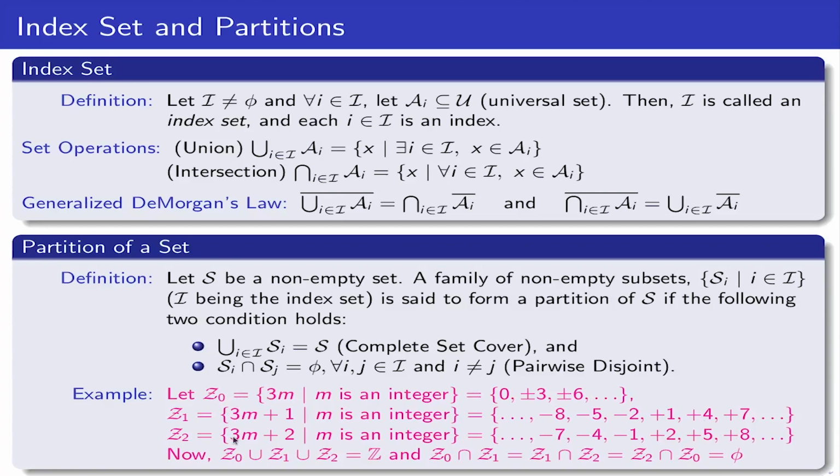So you can see that these three sets together give a cover for the set of integers, positive, negative as well as 0. Every number is present if I take the union of these three sets. However, none of these sets have an element in common. So all the elements in Z0 are distinct from the elements in Z1 and Z2. So each of them is pairwise disjoint. So we say that Z0, Z1 and Z2 induce a partition on the set of integers.